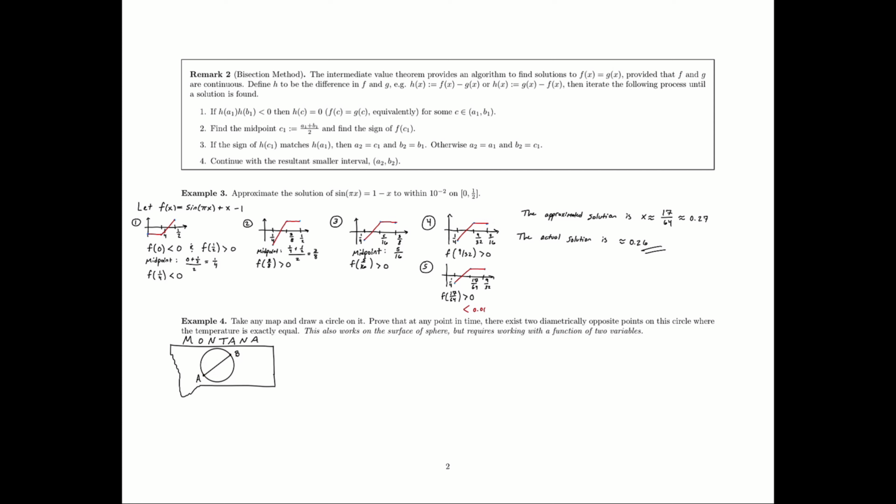This also works on a sphere, so you can prove that on the surface of the Earth, or on a planet, there are always going to be 2 points, opposite ends, where the temperature is the same, which is pretty neat.